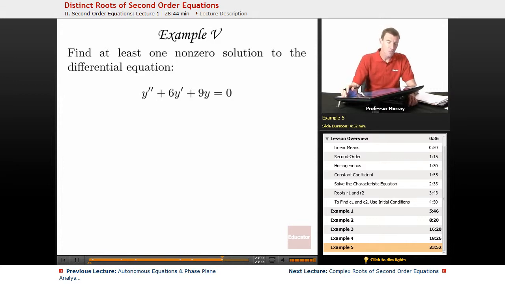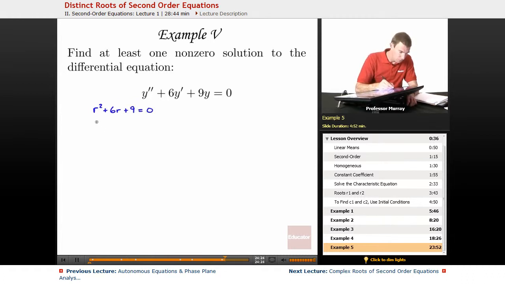So in our last example here, we have to find at least one non-zero solution to the differential equation y double prime plus 6y prime plus 9y is equal to 0. Just like all the others, we start out with a characteristic equation. That means we convert the y's into r's and the derivatives into exponents. So r squared plus 6r plus 9 is equal to 0, and that actually factors as a perfect square.